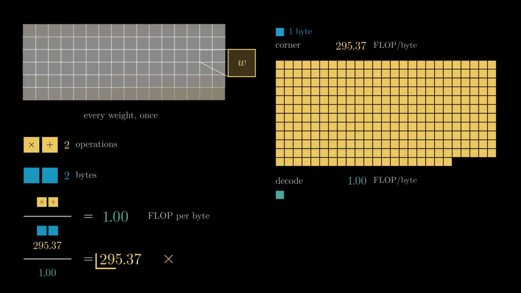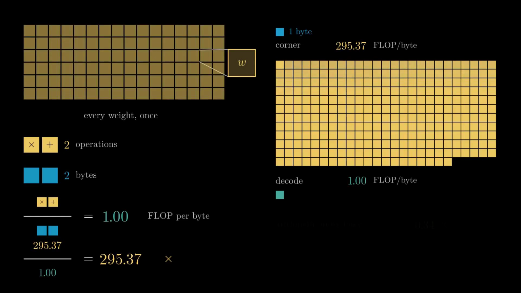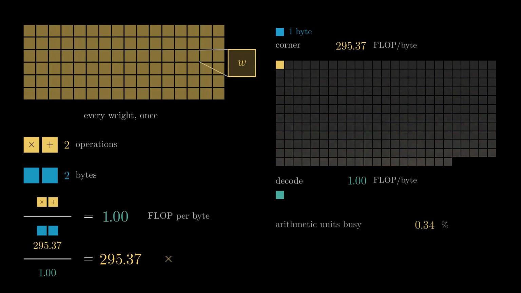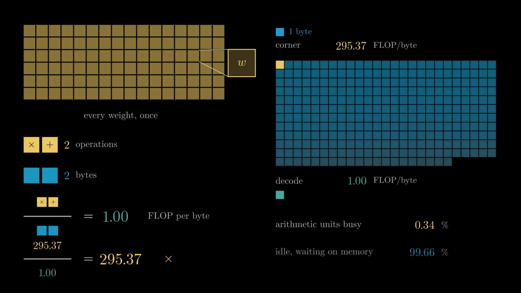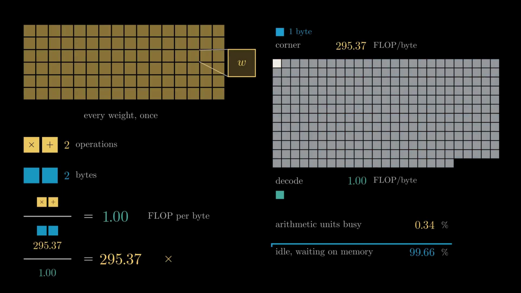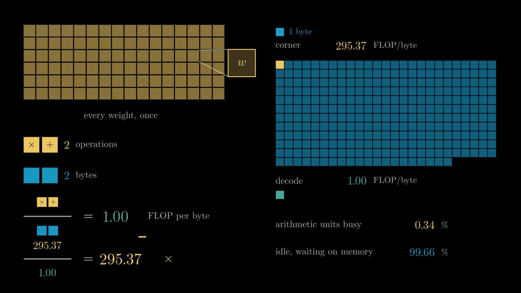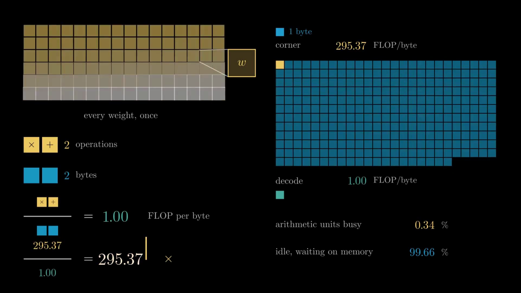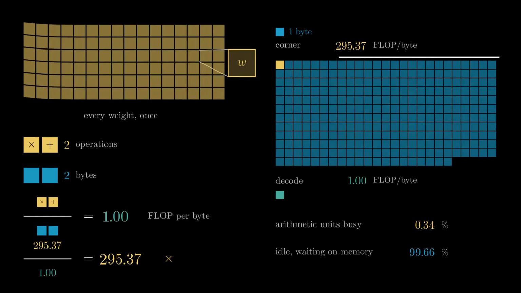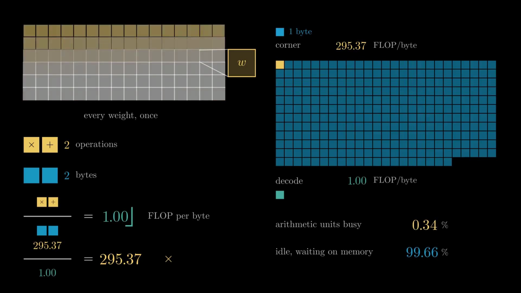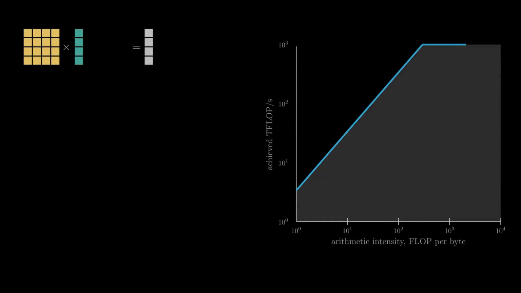So token generation is not slightly memory bound and it is not sitting near the edge of anything. It is memory bound by a factor of about 295, which means the arithmetic units you paid for are busy roughly 1/3 of 1% of the time and idle for all the rest of it. And that ratio does not care in the slightest how good your code is.